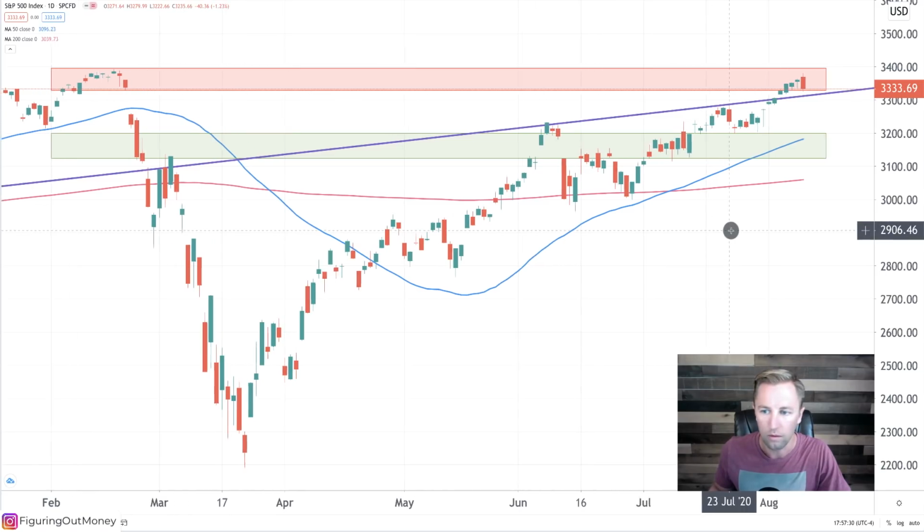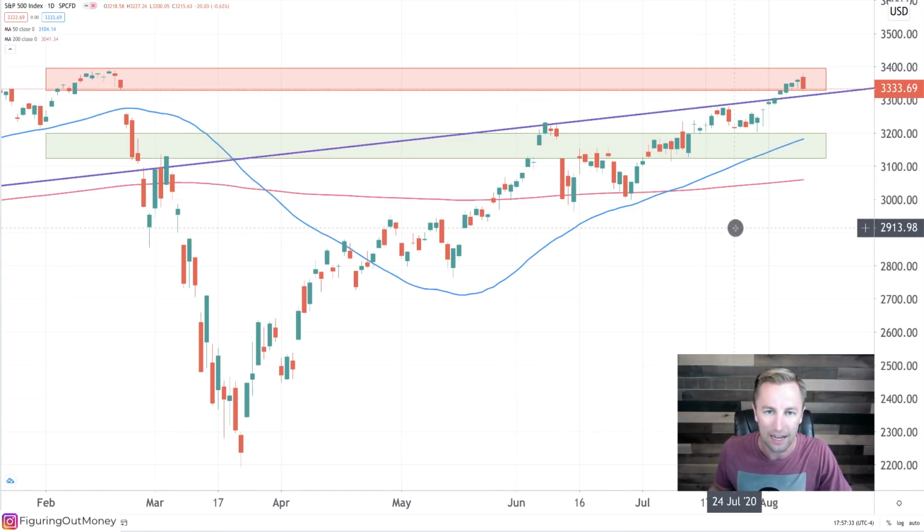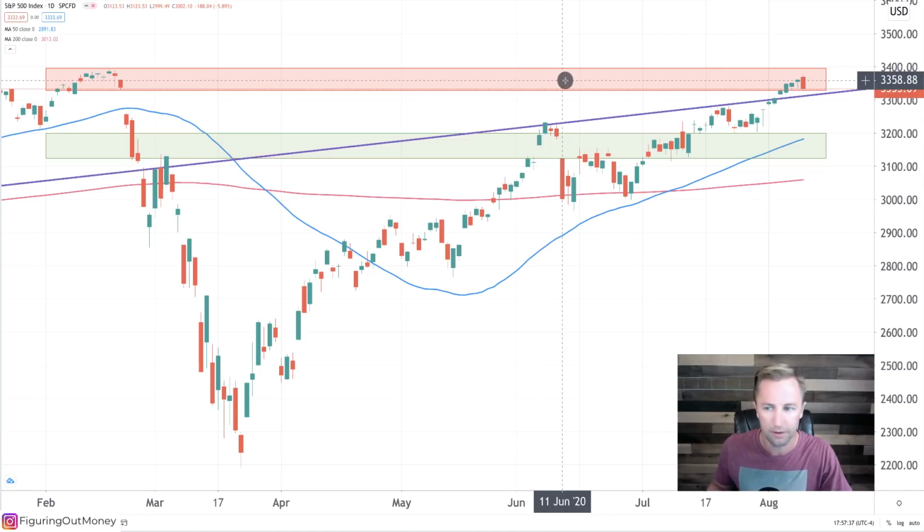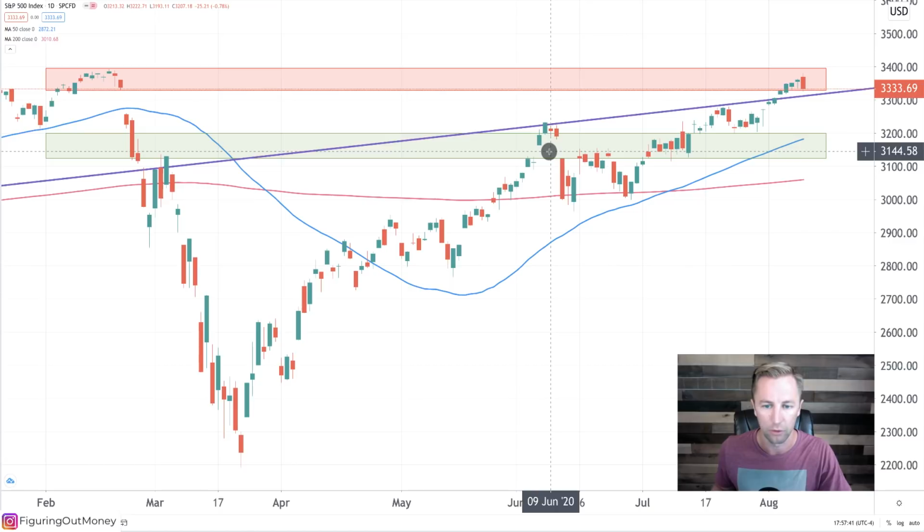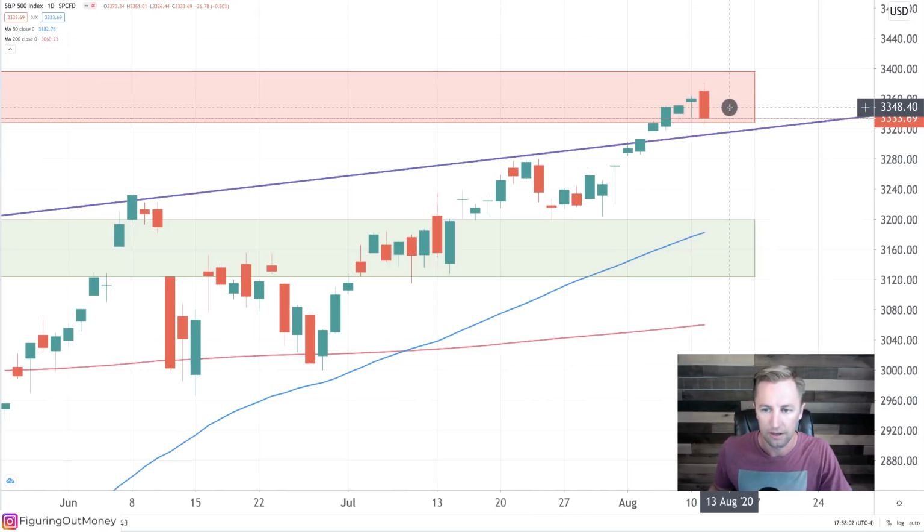All right, welcome back. We are looking at the daily time frame of the S&P 500 index. This red rectangle up here is the bears camp. That is a zone of resistance. Then we have the green one down here, the bulls camp, an area of support. Let's zoom in on today's price action. And well, what do you know? The bears stepped up big today, pushing the bulls almost outside of their camp.